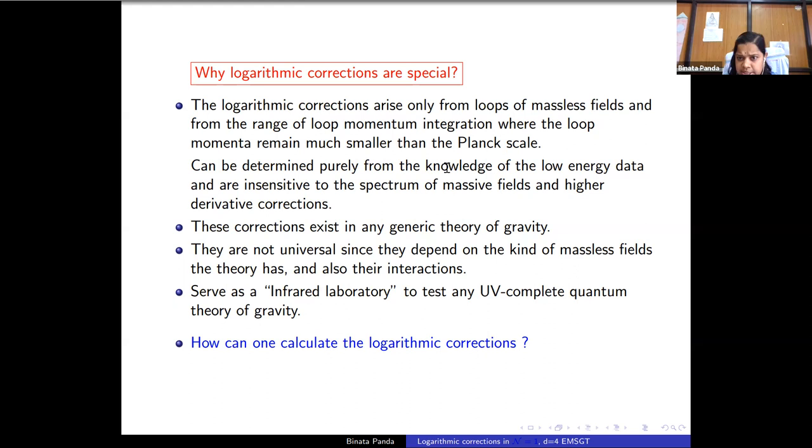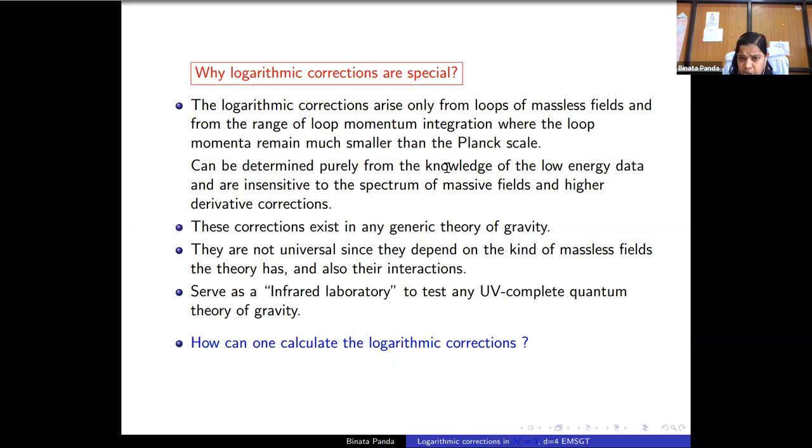So that's why we say it is special, and we are much more interested in that. Because these arise only from the loops of massless fields. So there is a computational completeness, I think. Right? You can compute it, you can determine it. You don't worry about the spectrum of the massive fields. So the logarithmic corrections only arise from the loops of the massless fields.